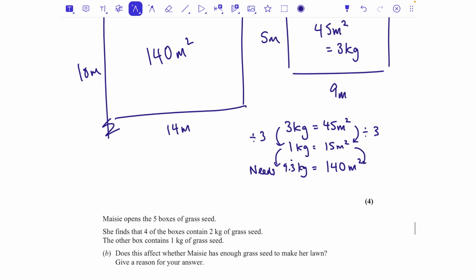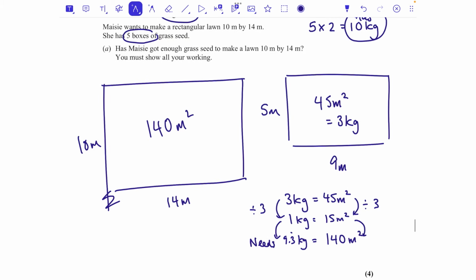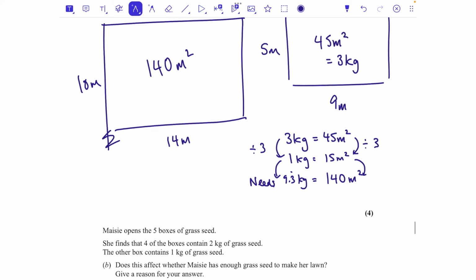There's lots and lots of ways you can do that question. So if you did it in a different way, don't worry. But you do need to make sure you answer the question. So has Maisie got enough grass seed to make a lawn? And you'd say, yes, she needs 9.3 kilograms and has 10 kilograms.